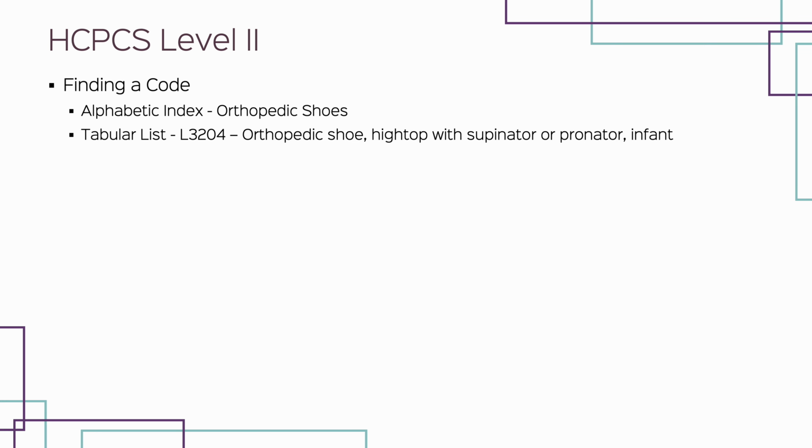Now, let's say that the podiatrist prescribed a high top orthopedic shoe with a pronator for an infant. Using the code range from the index, you'll flip to the tabular list and review the full descriptions for each code within that range. After reviewing, you'll find that L3204 is the correct code that best matches the description for the item prescribed. This is a great example of how HCPCS Level II codes go beyond just your drugs and injections. They also include your orthotic devices, supplies, and other durable medical equipment used across various specialties.